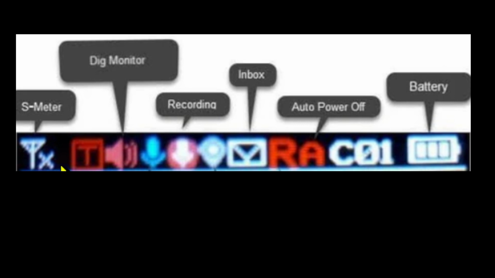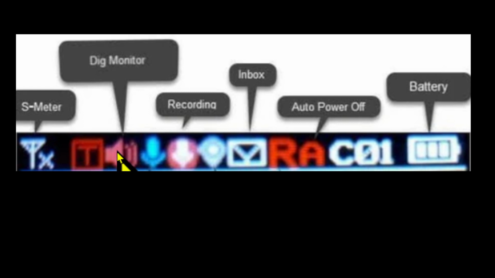So the first one is the signal meter. X is off, X is no signal, and you've also got 1 to 4 bars that can show. T is transmit power. It can be low, medium, high and turbo.